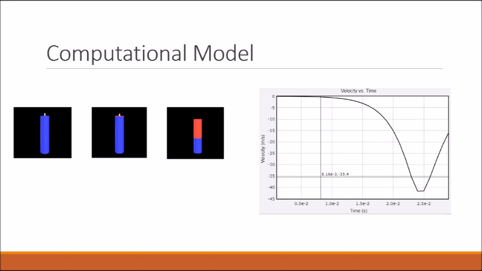The computational model produces this result. We see a bar magnet falling through the tube and the color of the tube changing as this happens. The velocity versus time graph shows the magnet falling downwards with increasing speed up until the point when the magnet enters the tube, and the magnetic force slows the speed of the magnet until the magnet departs the tube and the speed increases again.